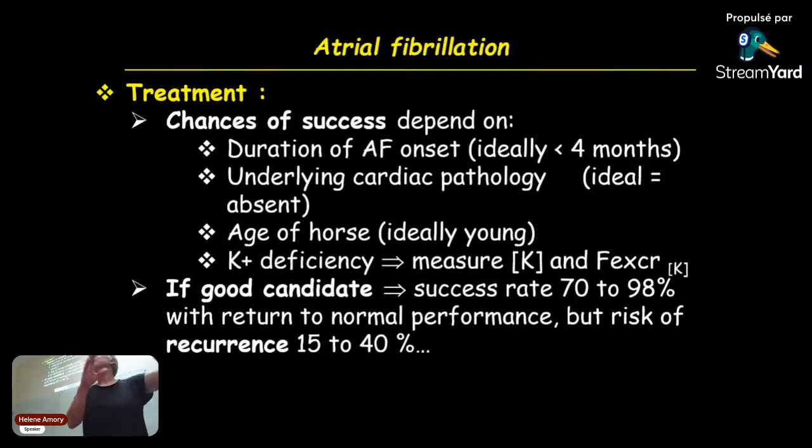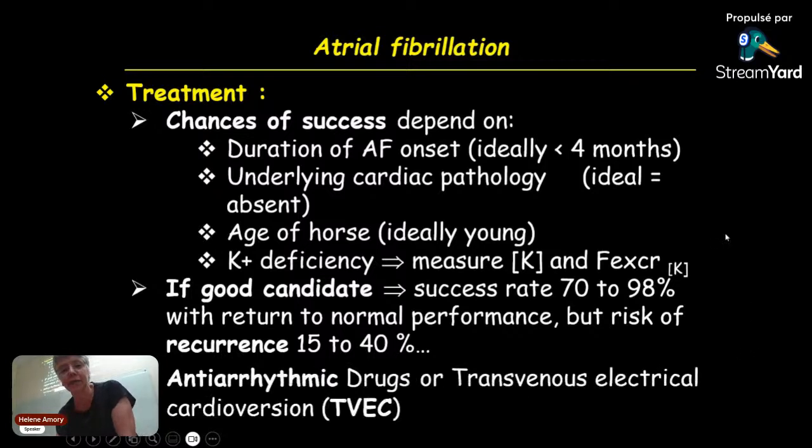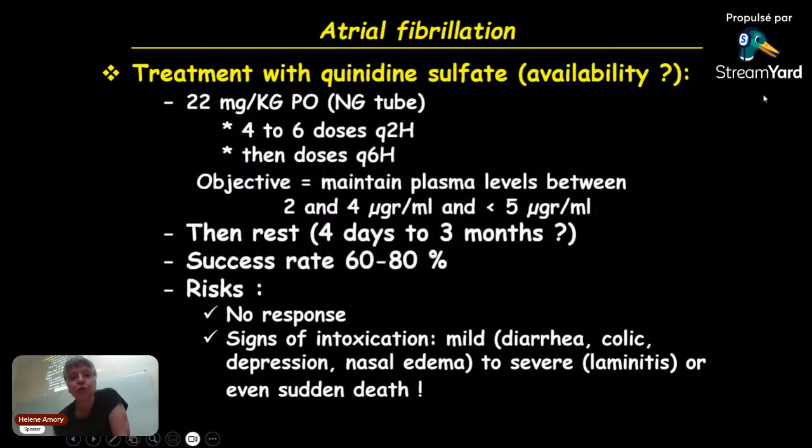In the past, it was around 60, 70%, and now with more recent techniques, we arrive at 98%, 95% of success. Wonderful. And if you are successful, the horse returns to a completely normal life. The performance returns to normal. But he can have a recurrent problem. The atrial fibrillation can come back, okay? In 15 to 40% of the cases, they have another occurrence of atrial fibrillation. But you can treat again and again, and return to normal performance.